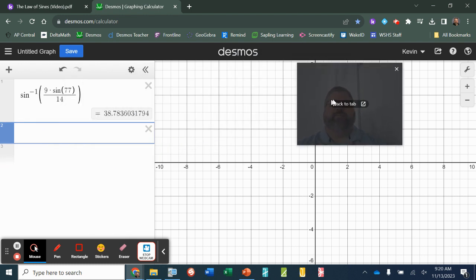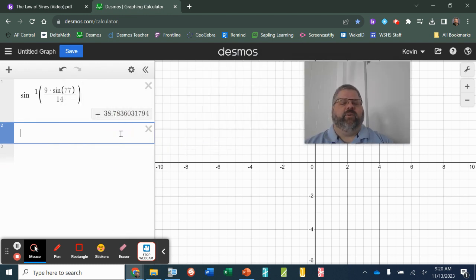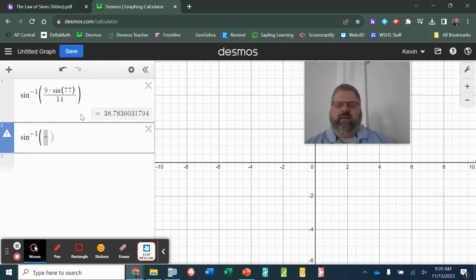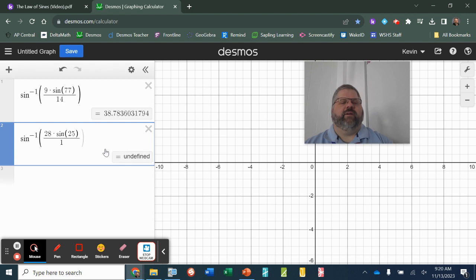We're going to come over to Desmos, and we're going to do the inverse sine. So inverse sine of, and then I've got a fraction in here. We're going to go back and double check our numbers. 28 times the sine of 25, and that is divided by 12. And it tells me it's 80.43. So if I was going to round this to the nearest tenth, I would use 80.4.